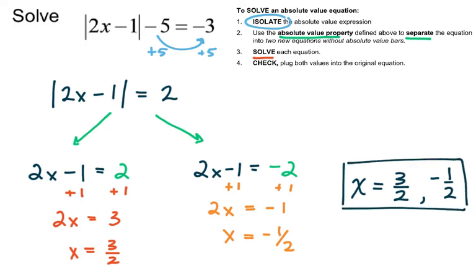And of course, you should always plug your number in and check. So if I took 3 halves, 2 times 3 halves is 3. 3 take away 1 is 2. Absolute value of 2 is 2. So we have a positive 2 here. Take away 5 is negative 3, and negative 3 equals negative 3.